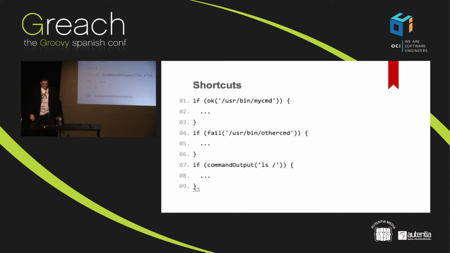And also there are some shortcuts to simplify it even more. So there's the ok method, which just takes a command, and as you may guess, if the command returns non-zero status, then this will return false, and if it's 0, then it's going to return true. So it's very easy, again, to build more complex logic on top of remote command execution. And the same with fail. It's just the other way around. Sorry.